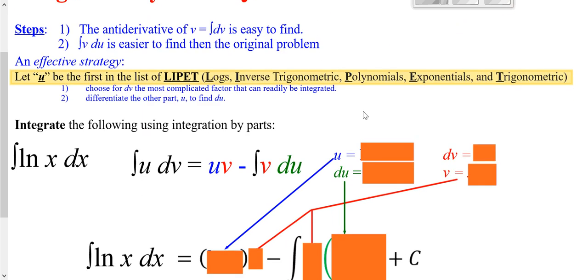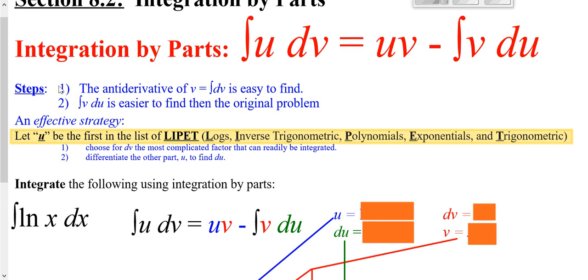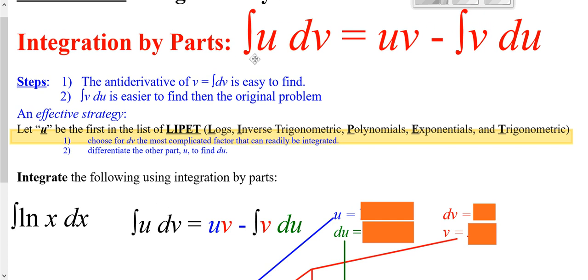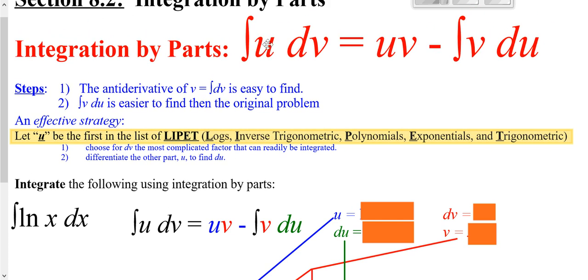For the most part, an easy thing to do is to choose u to be the first that shows up in this list right here called LIATE, which starts with logs. So if you have logs that show up and any of this other stuff, you let logs be your u. If you have a polynomial like an x squared and you have a trig function showing up, you often let u be the polynomial because that shows up first. So whatever shows up first in this list, you let u be that.